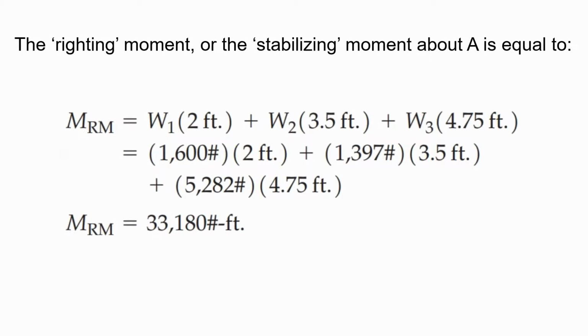When calculating the righting moment, or the stabilizing moment about A, we need to refer back to the W calculations we did at the beginning of the problem. That brings us 1,600 pounds times 2 feet plus 1,397 pounds times 3.5 feet plus 5,282 pounds times 4.75 feet, for a total of 33,180 pounds per foot.